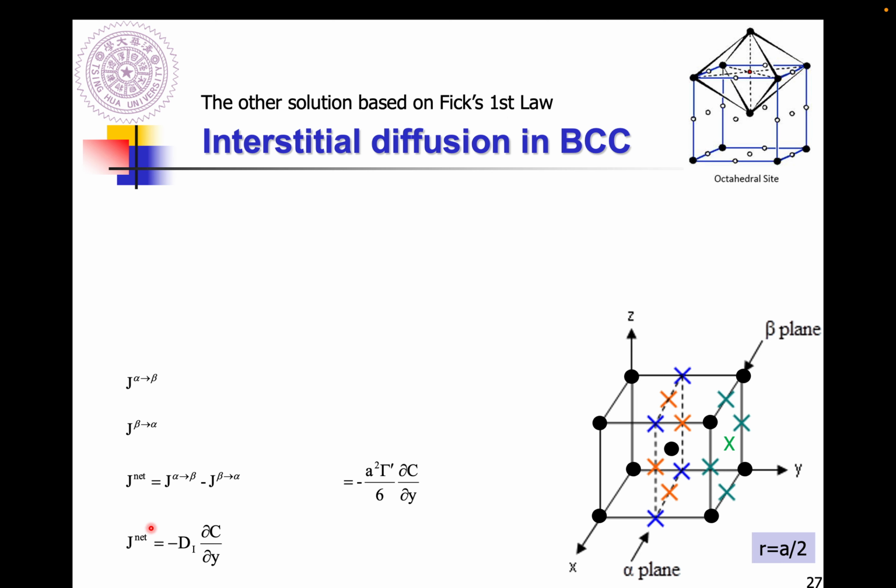So Fick's first law, what is Fick's first law? You will probably say that the net flux equals negative diffusivity times the concentration gradient. Now we are talking about interstitial diffusion in BCC, right? First of all, I will draw one unit of the BCC structure, which has 8 atoms at the corners and 1 atom at the center of this cubic structure. And because this is interstitial diffusion, the atoms always diffuse through octahedral interstitial sites.